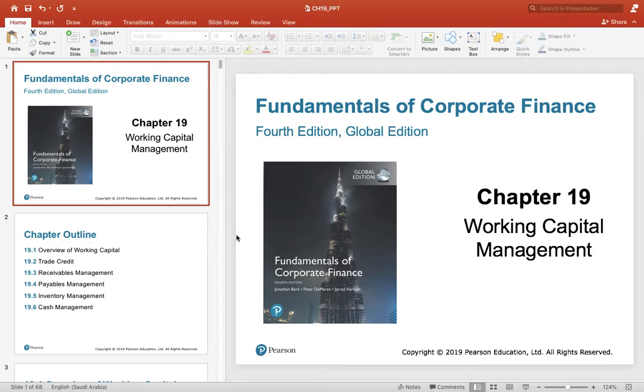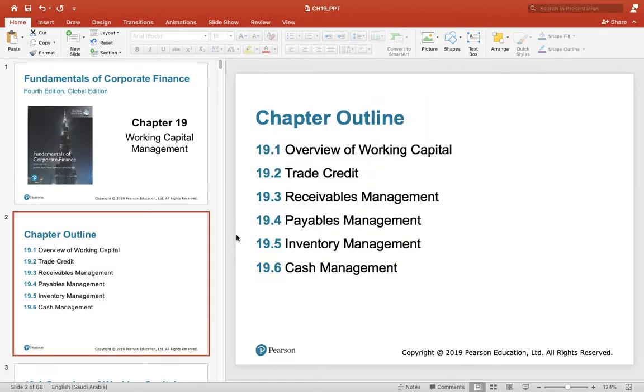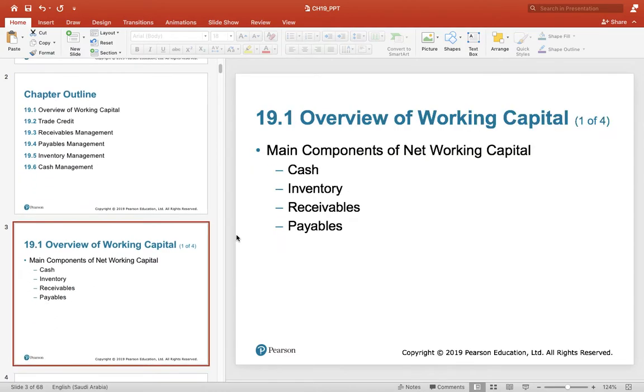Good afternoon, students. We will start chapter 19, Working Capital Management. The outline: section 1 will talk about an overview of working capital. The second section will talk about trade credit. Next will be receivables management. We'll see payables management in 19.4, inventory management in 19.5, and cash management in 19.6.